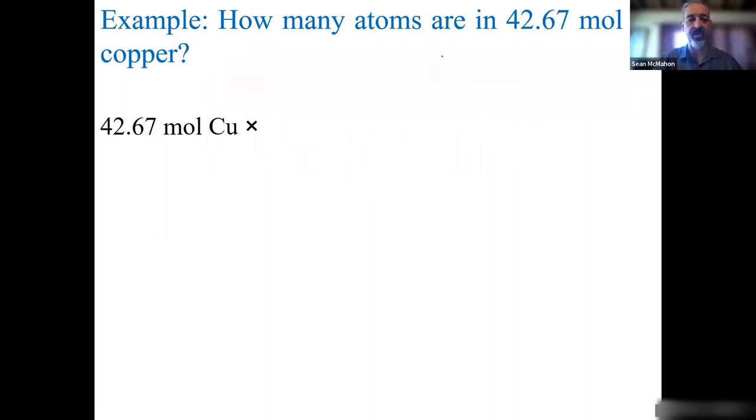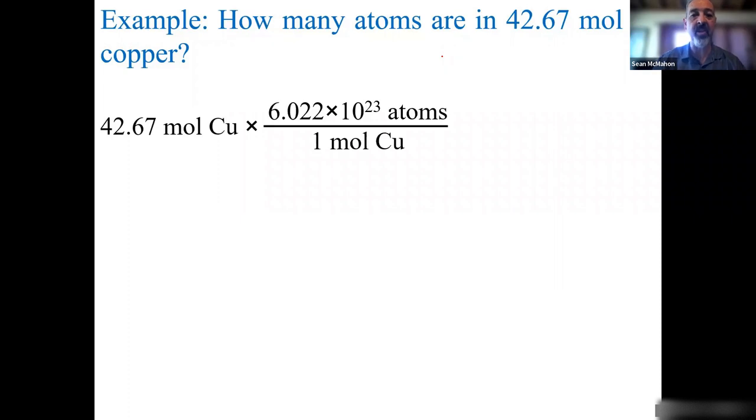6.022 times 10 to the 23rd. So I want to make sure the unit of moles of copper is on the bottom. Copper is an element. It's not a compound, so there's no molecules. It's atoms. There's 6.022 times 10 to the 23rd atoms of copper in 1 mole. The unit of moles cancels, and I get the number of copper atoms. My final answer has 4 sig figs because that's what I started with.